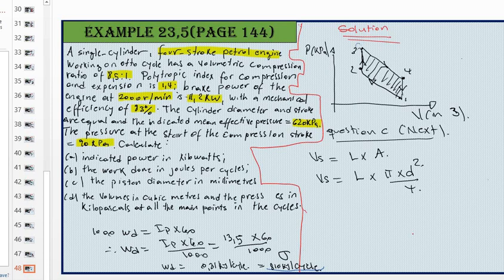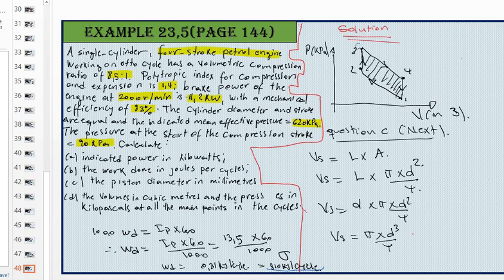Now, if you read the question properly, it is specified that the diameter and the stroke have the same value. So in other words, I can say Vs is equal to d, I can replace the stroke by d since they have the same value, multiplied by pi d squared over 4. If I multiply these two, I get d cubed. So Vs is equal to pi multiplied by d cubed over 4.